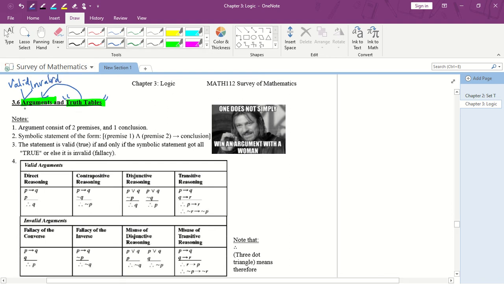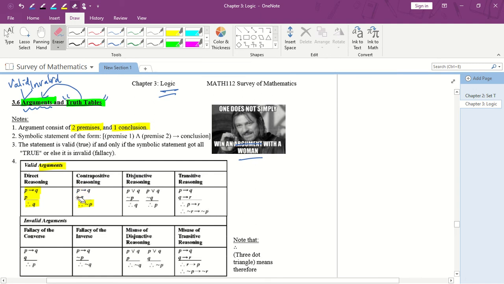Okay, so first, what is an argument? An argument here is different from the argument that you have with a woman. It's totally different, because arguments here have logic. An argument in logic consists of two premises and one conclusion. Just as an example, you see this is an argument, and it has the first premise, the second premise, and a conclusion here, just like the others.